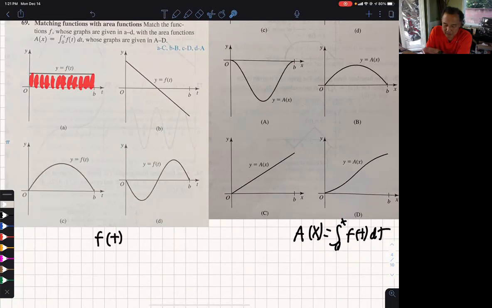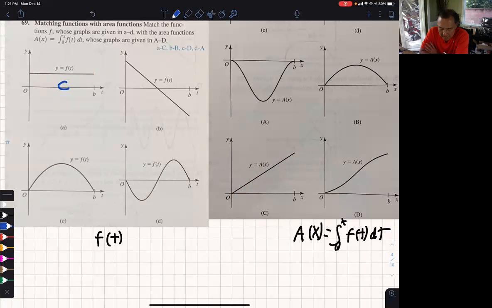The only one that matches up with that is this. As I move to the right, it increases the same amount each time, because each area in the next slice is the same amount. So you keep on adding more and more area, you add the same amount each time, you get a nice even increase. So C is going to match up with this one.